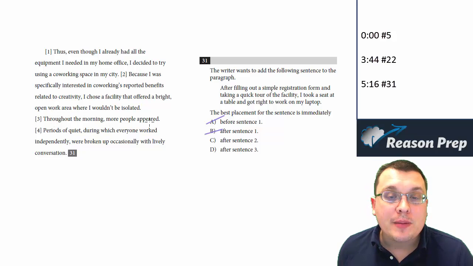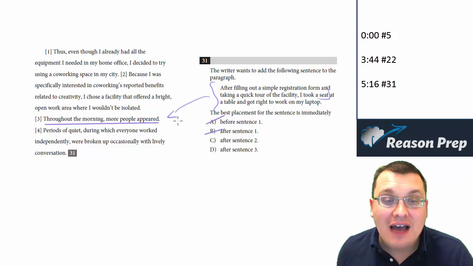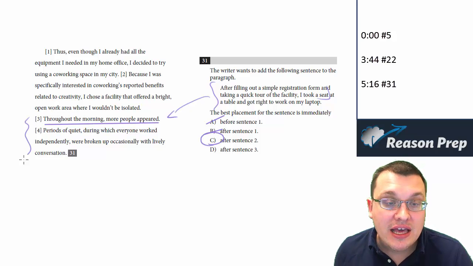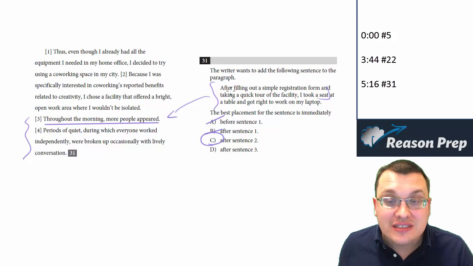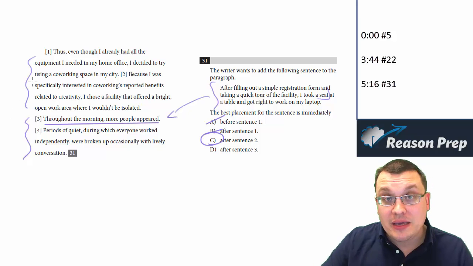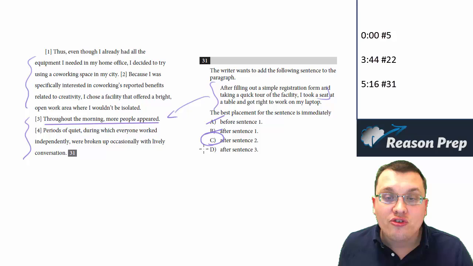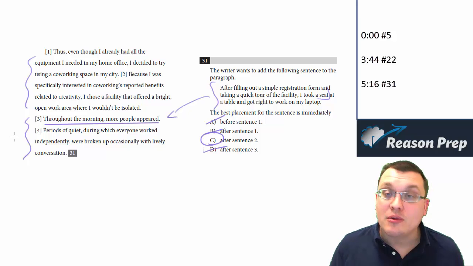Throughout the morning, more people appeared. Okay, so here we're already therefore at this facility, so it would make sense to put this after sentence two and before sentence three, because at this point in three and four, we're already at the facility. So this transitions us nicely from the first part, making the decision to use a facility, and then being there and observing these things happening. So it's going to make sense to put this after sentence two, because that's going to be the most logical placement for it. So 31 is C.